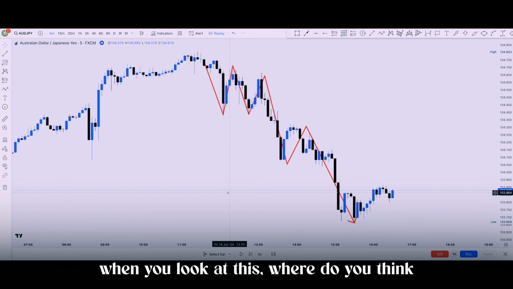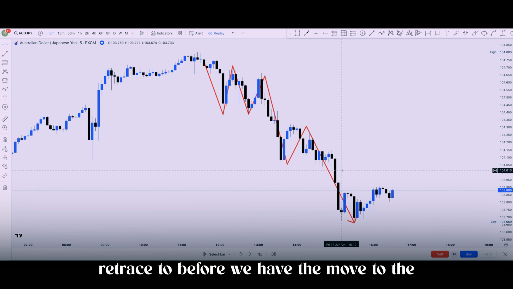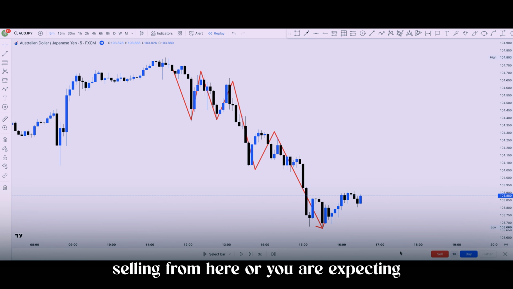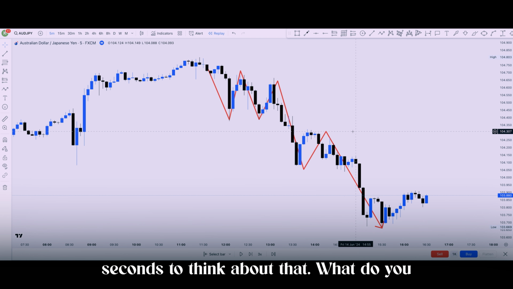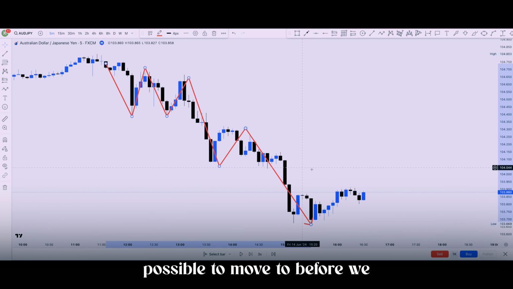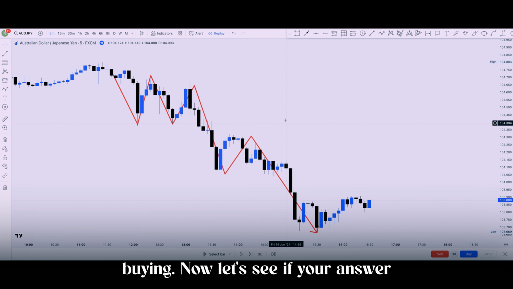Now when you look at this, where do you think price is possible to retrace to before we have the move to the downside? Are you going to continue selling from here, or are you expecting price to move to another zone upwards before the selling continues? I'm giving you just 2 seconds to think about that. Where do you think price is possible to move to before we can continue either selling or buying? Now let's see if your answer is correct.